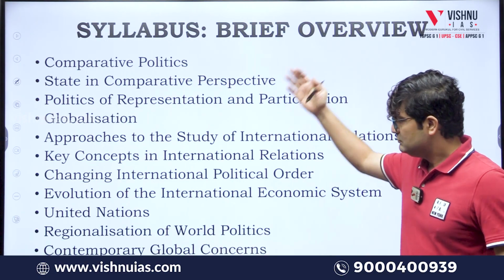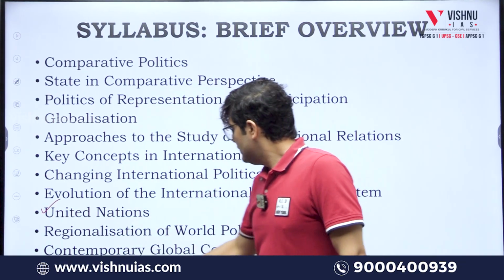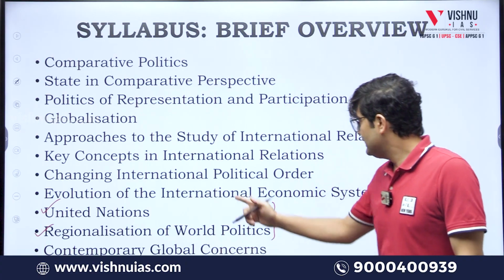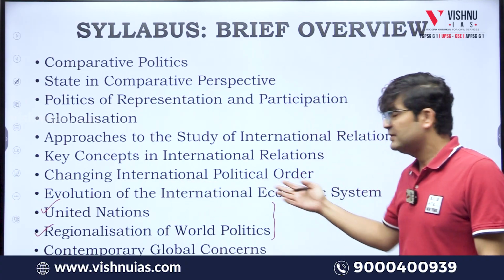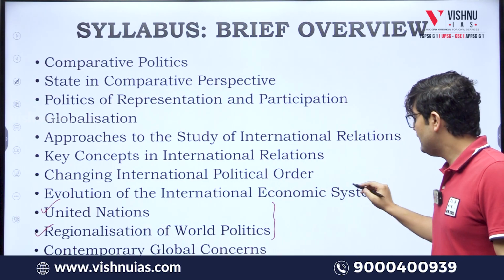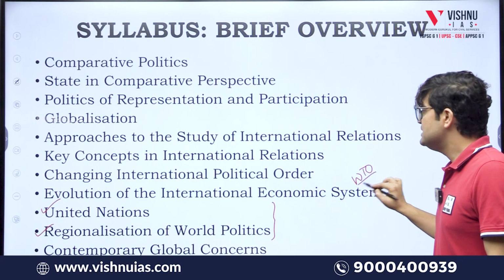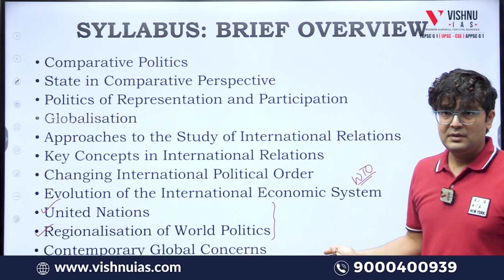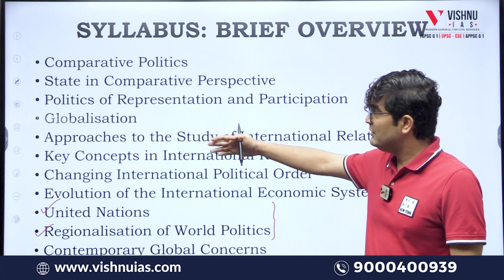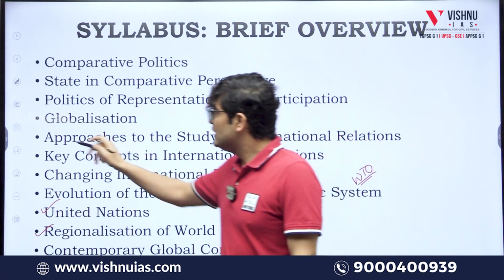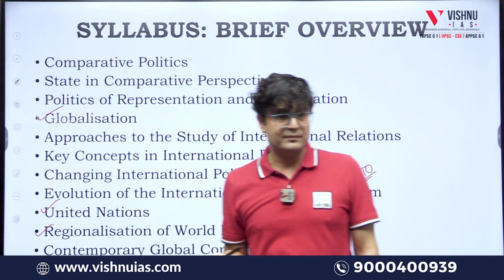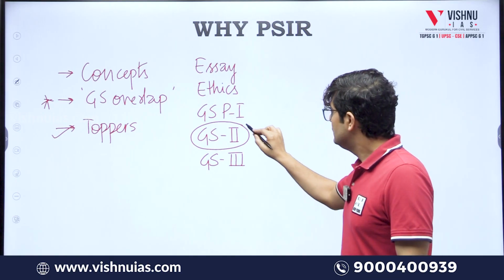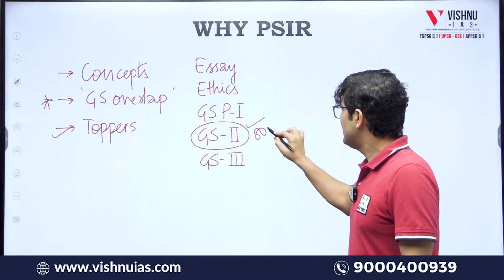So this would be, again, UN, regionalization of world politics. You have questions from these. And evolution of the international economic system, Bretton Woods to WTO. We do have questions from WTO in our GS paper as well. We have questions from changing international order as well. Plus, you'll have more detailed information on how things are, including a very interesting topic nowadays, which is globalization, right? So the entire paper 2, I would say 80 to 90% of it.